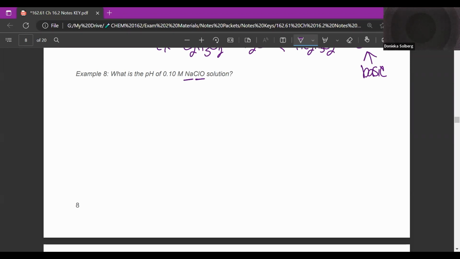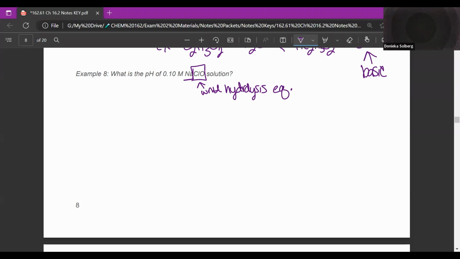ClO minus, does that ion affect the pH? Well, it's the conjugate of an acid, HClO, but not a strong acid. So yes, this is going to affect the pH. Okay, that ClO minus ion. Okay, so what you need to do is write the hydrolysis equation. Okay, what happens when this is in water? Okay, so I'm talking about solution.